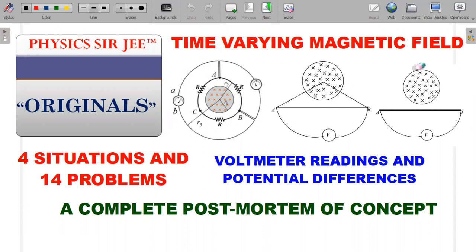As I promised you in the last video on the topic of EMI, we would be taking up the continuation of the reading of voltmeters. The last video was all about reading of a voltmeter in a motional EMF problem. This one is going to cover the idea of potential differences and voltmeter readings in a time varying magnetic field.